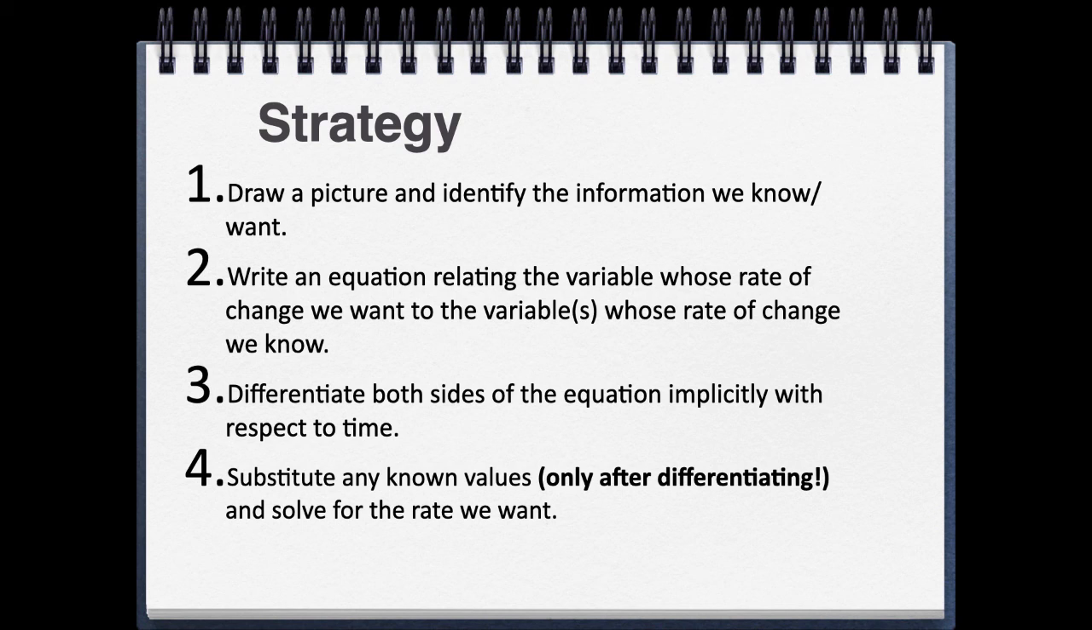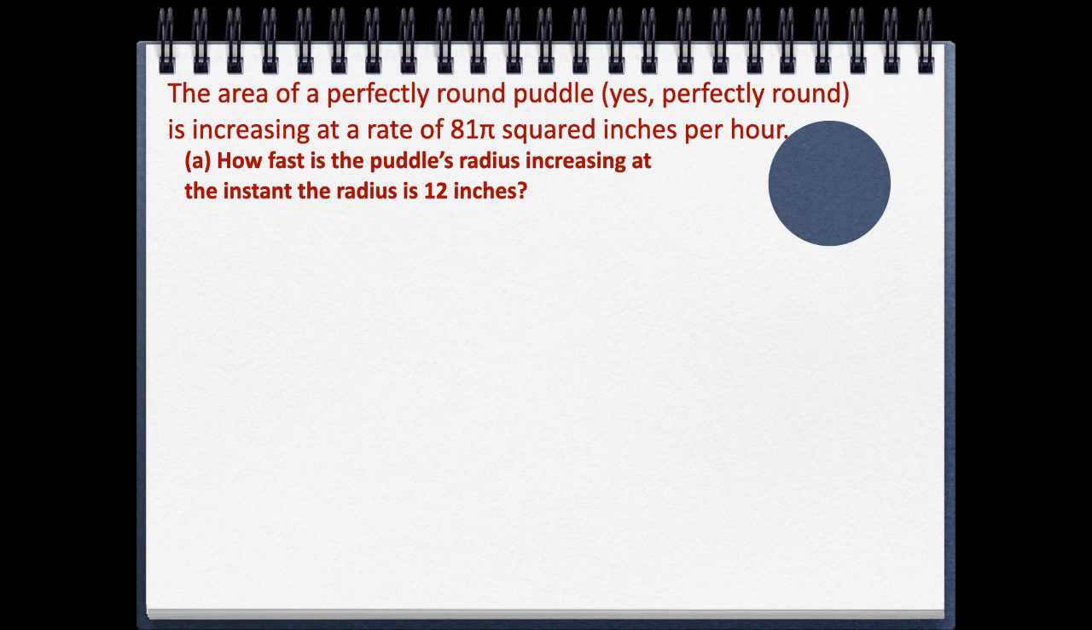There's our 4-step strategy. So the area of a perfectly round puddle, yes, it's perfectly round, is increasing at a rate of 81 pi squared inches per hour. How fast is the puddle's radius increasing? At the instant, the radius is 12.